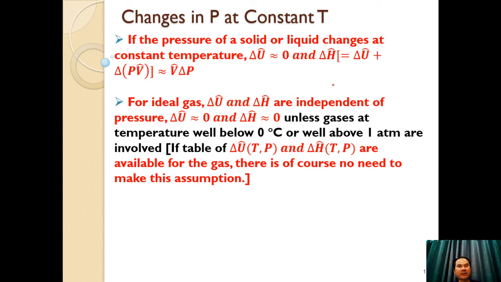And for gas, especially ideal gas, delta U and delta S are independent of pressure. That means at constant temperature, delta U and delta S are approximately 0, for ideal gas. But if the gas is at a temperature well below 0 degrees Celsius or well above 1 atm, this means we are talking about a real gas, and we have to use the table for delta U and delta S. We cannot assume delta U equals 0 and delta S equals 0 for a real gas. Okay, for this case, we conclude that for pressure change with constant temperature, for liquid and solid, delta U equals 0 and delta S equals V delta P. And for ideal gas, delta U and delta S equal 0.